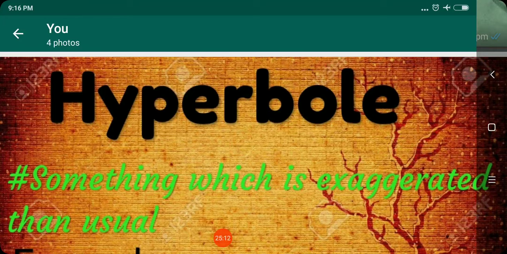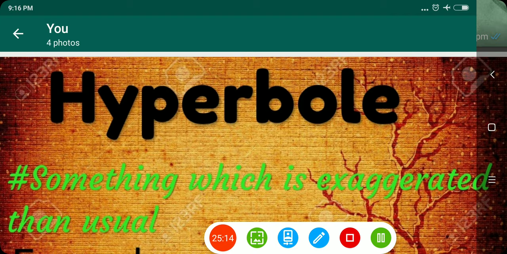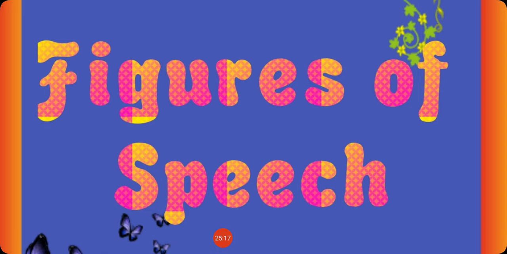So I hope every one of you have understood the figures of speech from the poem The Secret of the Machines. So there are many figures of speech in this poem. So understand everything very clearly. Note everything in your book.